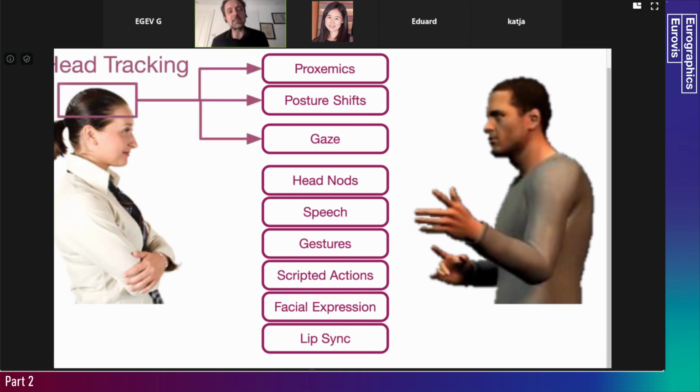So the lip movement has to correspond to the speech. Now we can do some of these in quite a low-level reactive way. If we're shifting postures, we can react fairly instantly if we detect a posture shift.